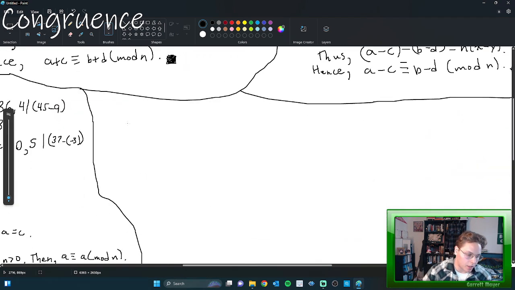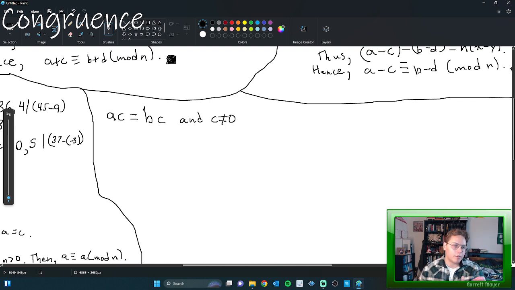Now, let's think about the concept of division. So if we have that AC equals BC, and C isn't 0, because you can't divide by 0, we know that A equals B. But this is going to be our first difference between congruence and equality that we're going to find here. But this is not true for congruence.